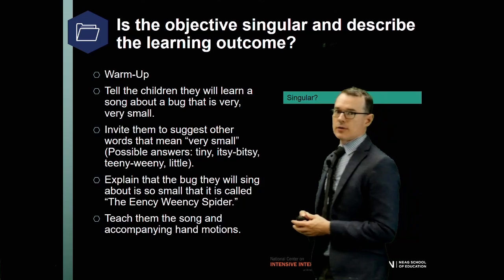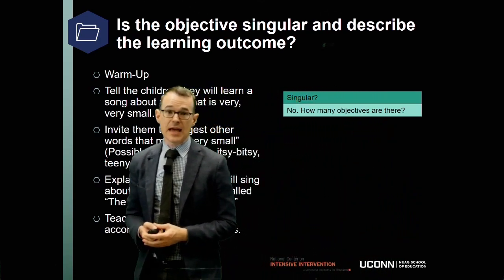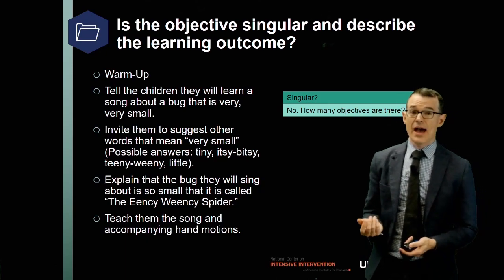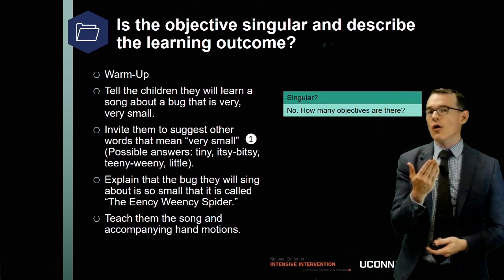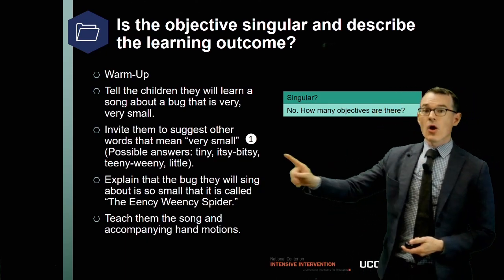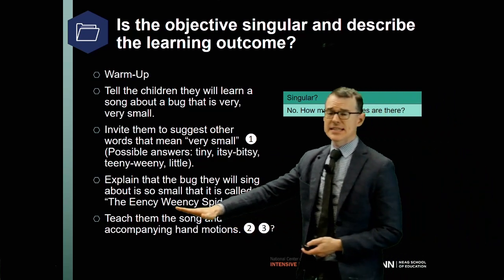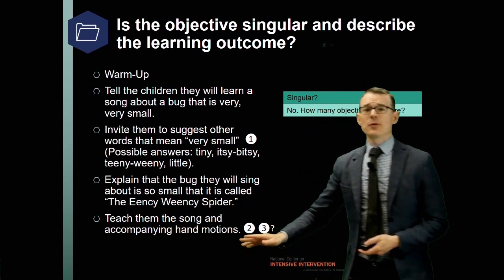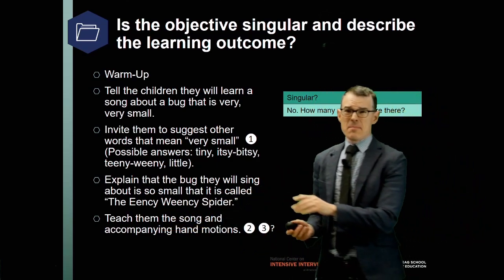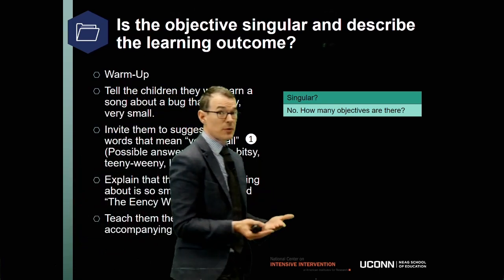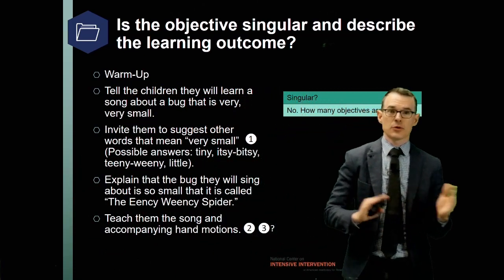Is it singular? I hope you agree with me that it's absolutely not. We can count the number of different objectives in this lesson, and again, it's all implied. They don't say what the objectives are. One is that they talk about things being very small. The second is that they teach the students the song. And I put a 3 question mark here because maybe learning the hand motions is even its own objective. In fact, if I were teaching the students a song and hand motions, I would do those things one at a time.